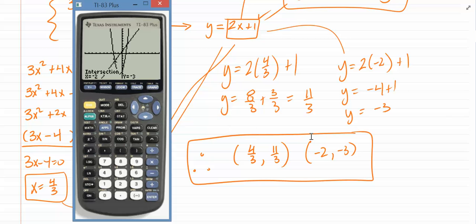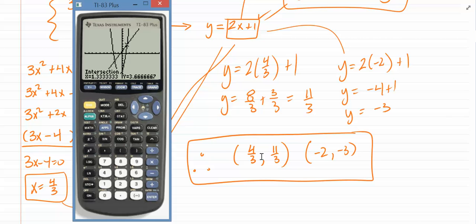That's good news. That's one of the solutions we got algebraically. Then I want to check the other point. So we start this over. Second calculate 5. Go over closer to my other point, intersection. Push enter once, enter twice. Guess? No thanks, just tell me. Check it out: 1.33, well, that's 4/3, comma 3.6, well, that's 11/3. So that point represents our fractions here.